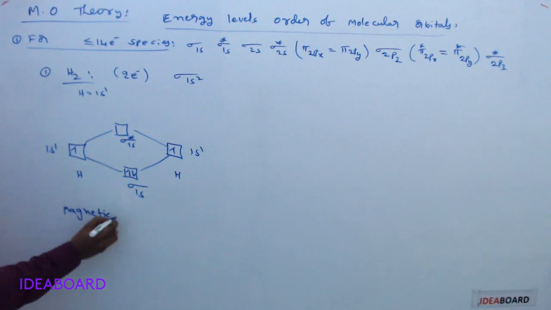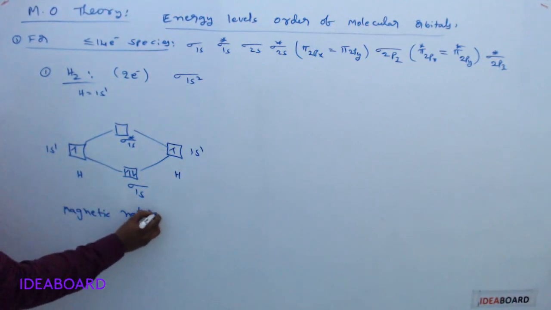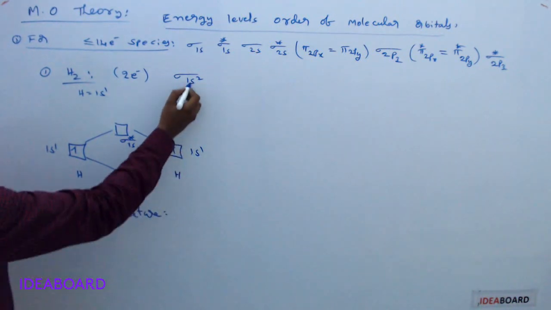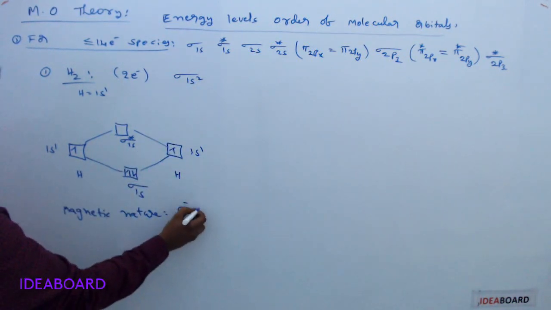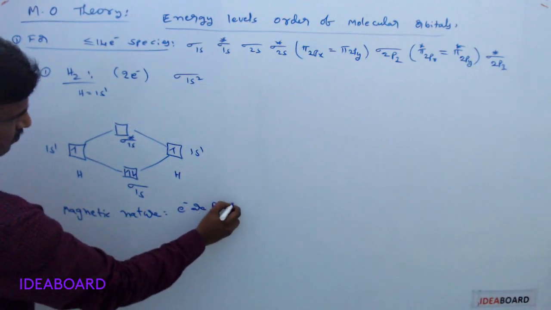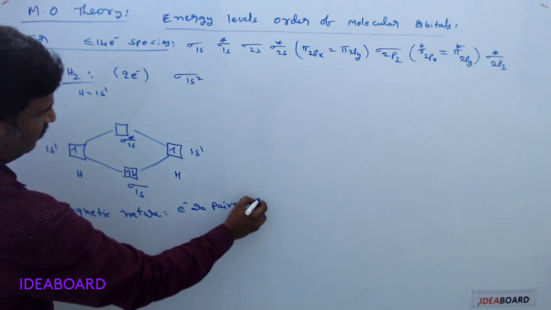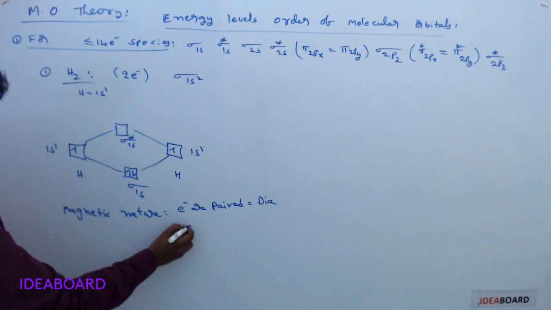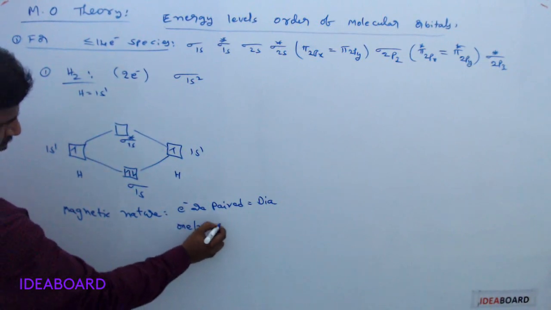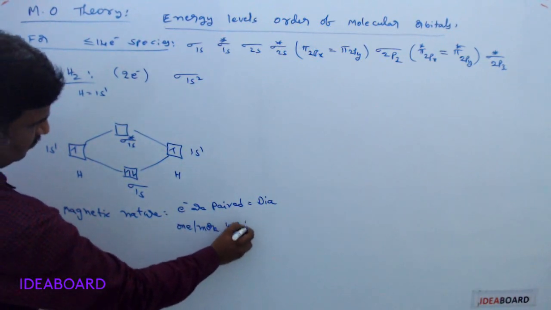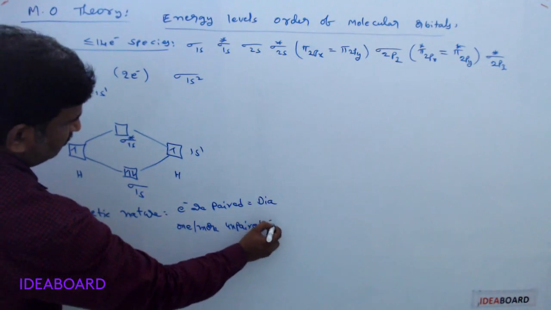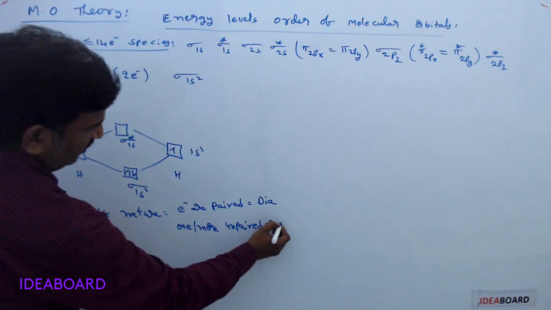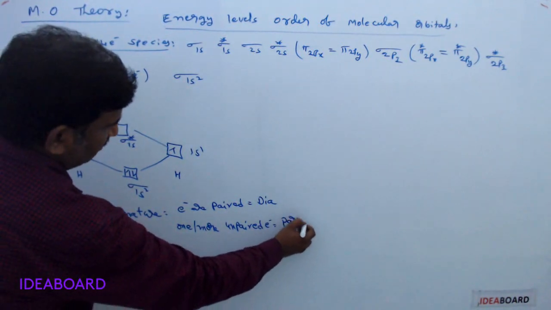the magnetic nature of this H2 molecule. How can we say the magnetic nature? Simply, please remember, if all the electrons are paired, then it is simply called diamagnetic. If there are one or more unpaired electrons in its configuration, it is called paramagnetic.